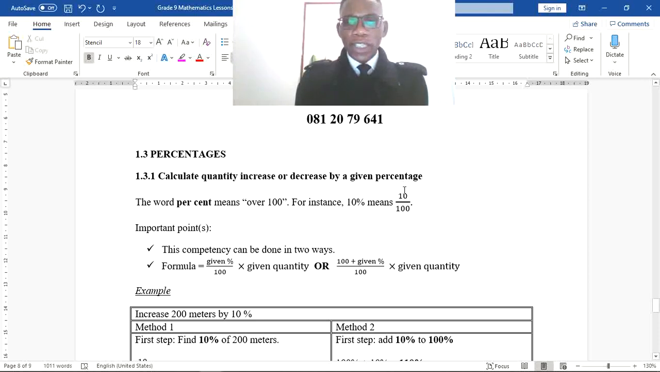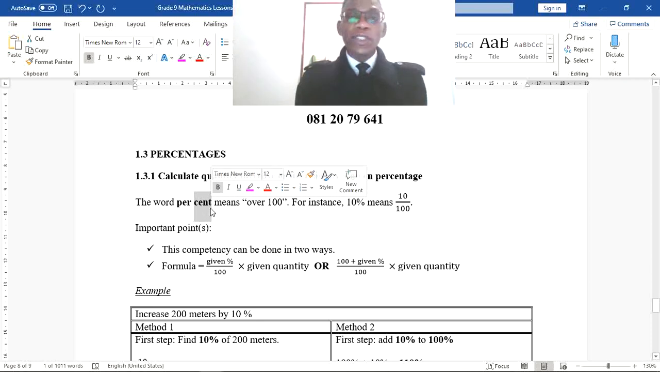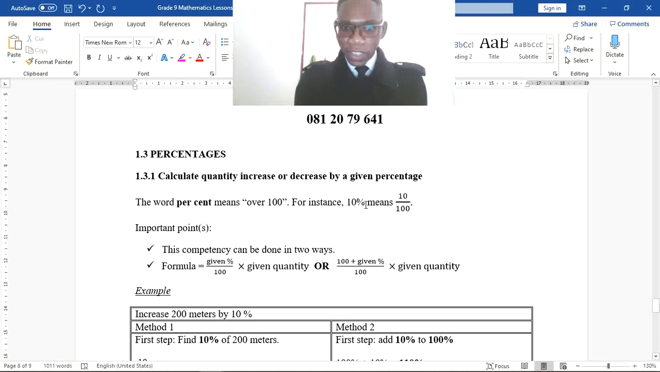In grade 8 you probably learned the definition of the word percent. The word percent is made up of two words, per and cent. The word per means over, and cent is short for century, which means 100. So the word percent simply means over 100. For instance, if I have 10%, I can just write it as 10 over 100, but I don't have to put the percentage sign there, because the moment I write it like this, I can read it as 10%.